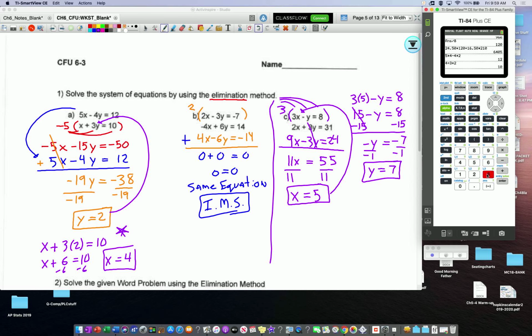So just to check, I'm going to check it in the first equation. 3 times 5 minus 7, sure enough, that equaled 8. 2 times 5 plus 3 times 7, plugging it into the second one again, this should equal 31. Check, check. They both worked out. Sweet. We're rocking and rolling.